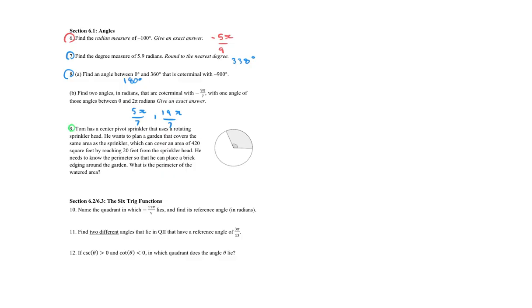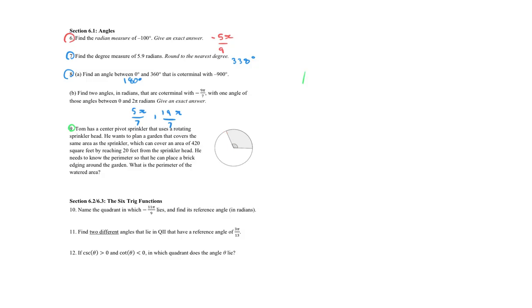Okay, number 9. Tom has a central pivot sprinkler that uses a rotating sprinkler head. He wants to plant a garden that covers this area. Our radius is 20 feet. This area is 420 feet. And we want to know the perimeter of this shape. So we need this side, this arc, and that side.